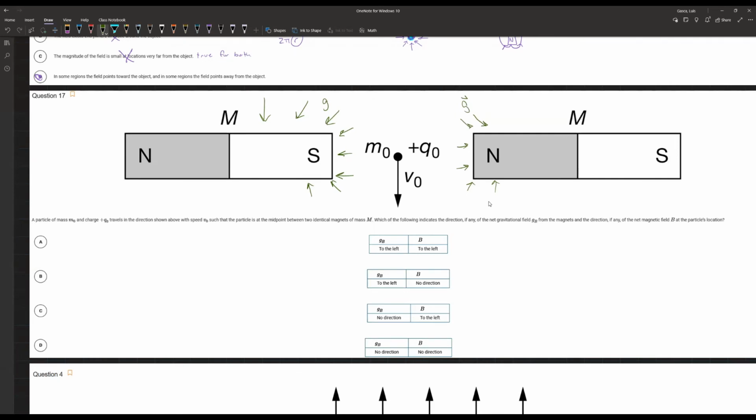It's kind of like if I'm between two planets of the same mass, if I'm smack dab in the middle, I'm not going to go anywhere because I have equal amounts of mass attracting me in both directions. If I'm at the center of the earth, I feel no gravitational force because the mass of the earth is pulling me in all directions. So the gravitational field will be no direction. Now let's go ahead and talk about the magnetic field. Well, the magnetic field points away from north and points towards south. So we're going to have a net direction to the left for the magnetic field. There we go.